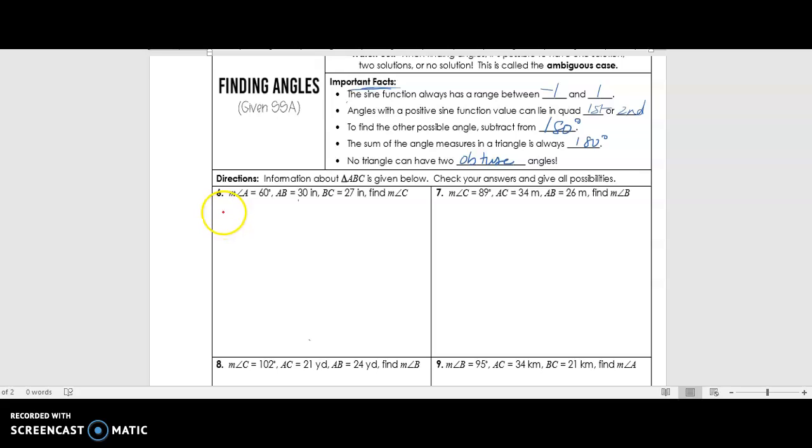Here, let's draw a simple triangle to illustrate, so it will be easy on us. We have A, B, and C. Let's look at it: the measure of angle A is 60 degrees. AB is 30 inches and BC is 27 inches.